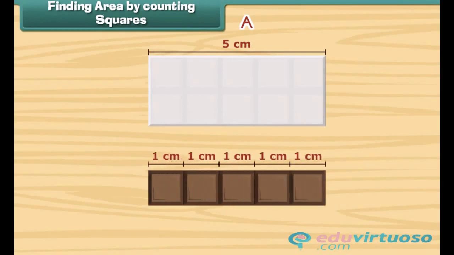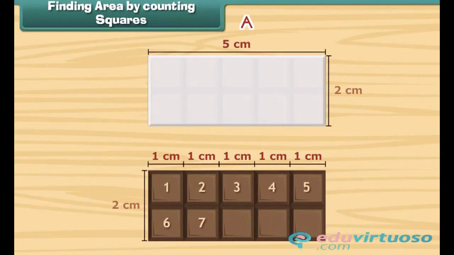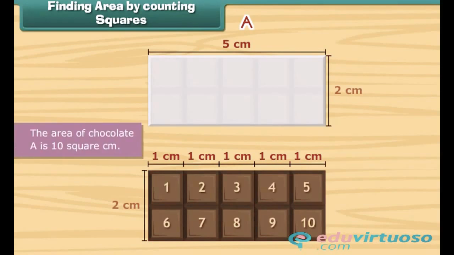The width of this chocolate is 2 centimeters. So, 2 squares can be arranged along its width. Thus, in total, 10 squares can be arranged on it. So, the area of chocolate A is 10 square centimeters.